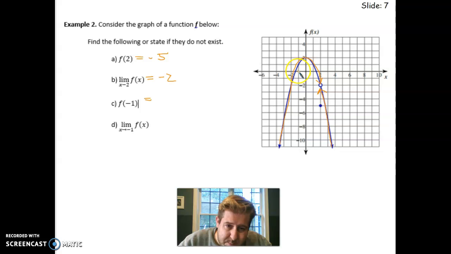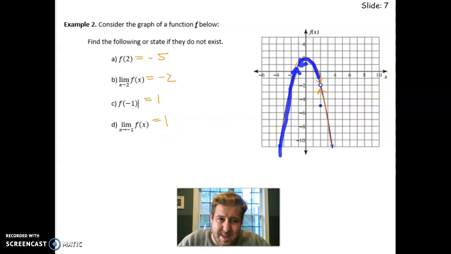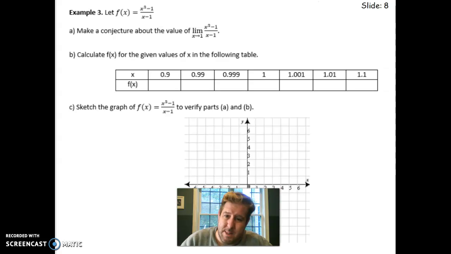f of negative 1, that's a fairly easy one. So if I go left 1, the answer is 1. What is the limit as f as I get closer to that? Now, whether I come in from the left or whether I come in from the right, it really doesn't matter. It's still going to be at that point. They are both approaching the exact same place.